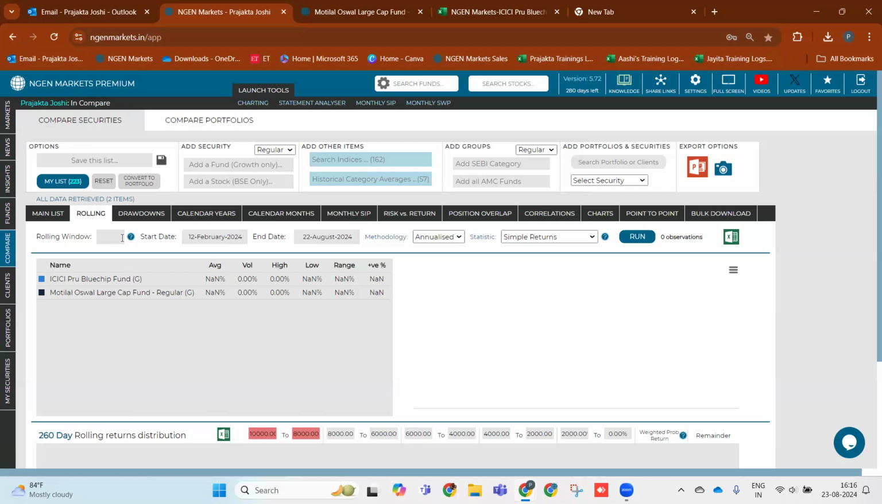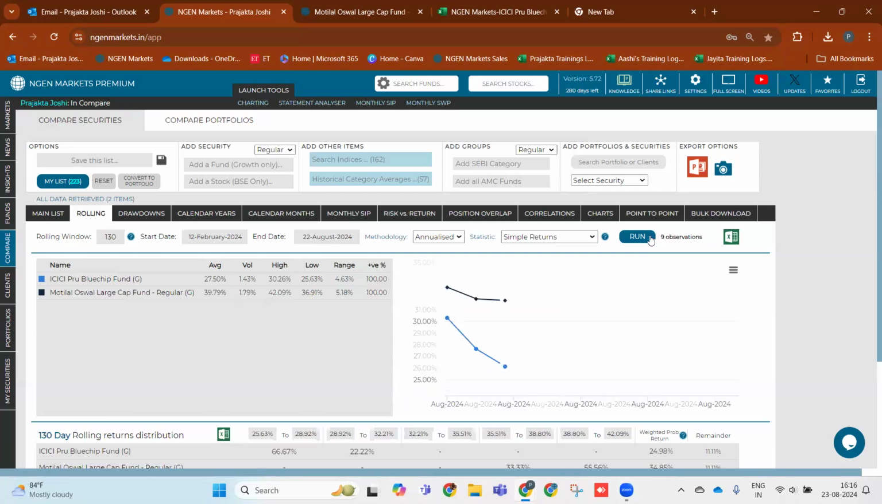So what is 130 days? I'm simply dividing 260 by 2. That's 6 months under consideration with respect to working days. So I'm going to simply put in 130 days right here, and then I click on run. The moment I do that, you see all of this data come in, because for the last 130 days, there is data for both of these funds under consideration.